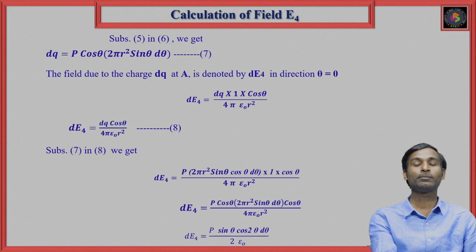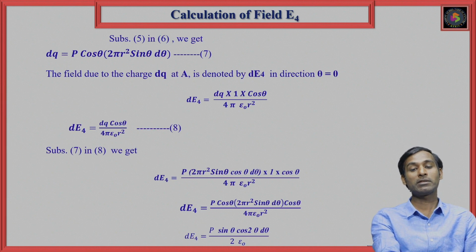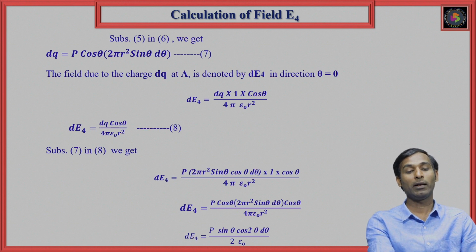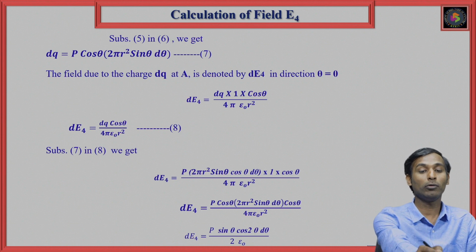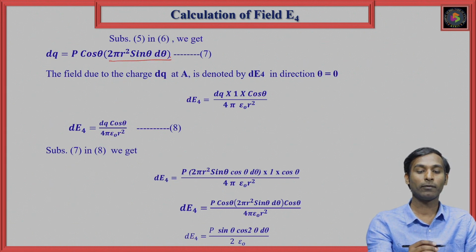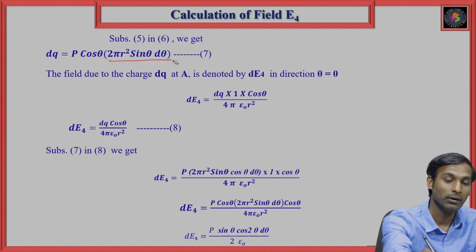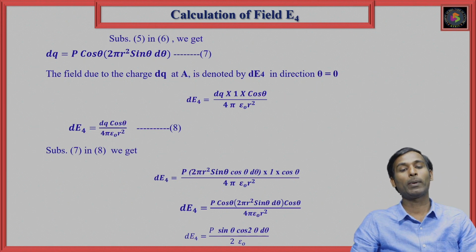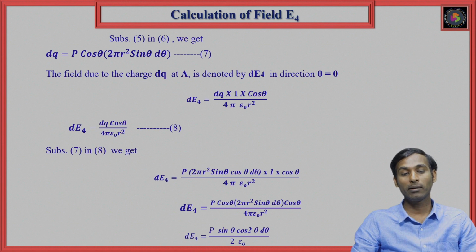Coming to the next slide. Substitute equation 5 in equation 6. We get the charge of the element dq is equal to P cos theta into dA. This is the dA equation. dA is the surface area of the sphere. So the dA value is 2 pi R square into sin theta d theta. That is equation number 7.